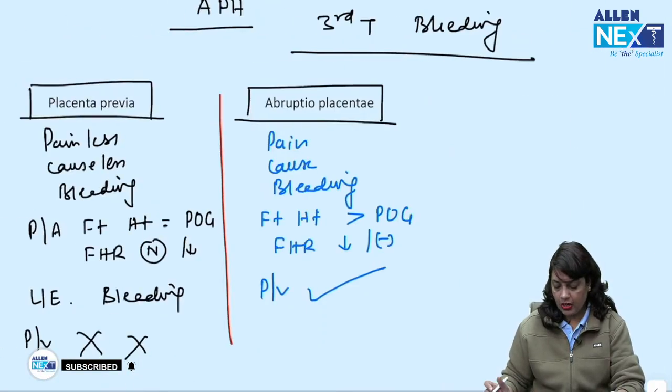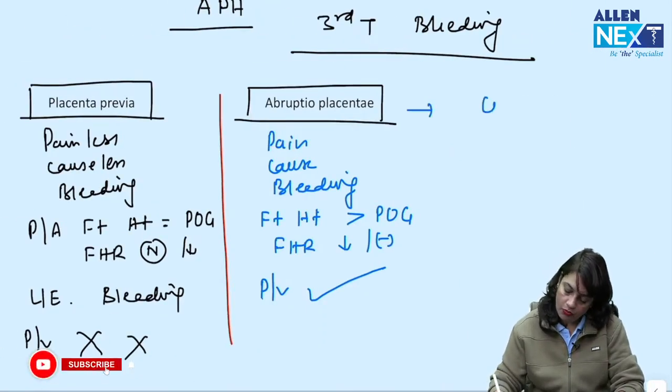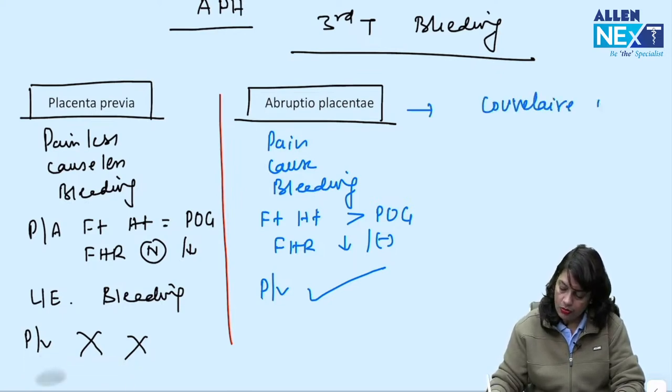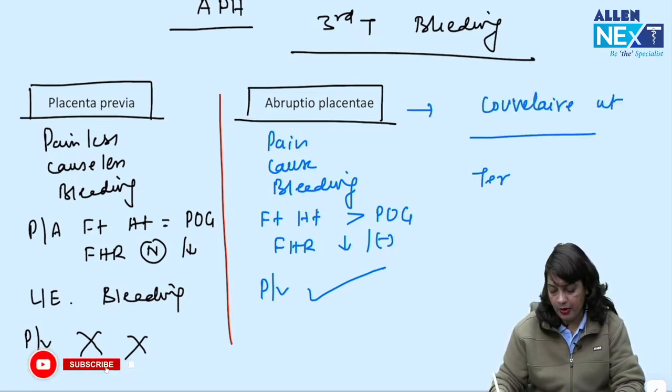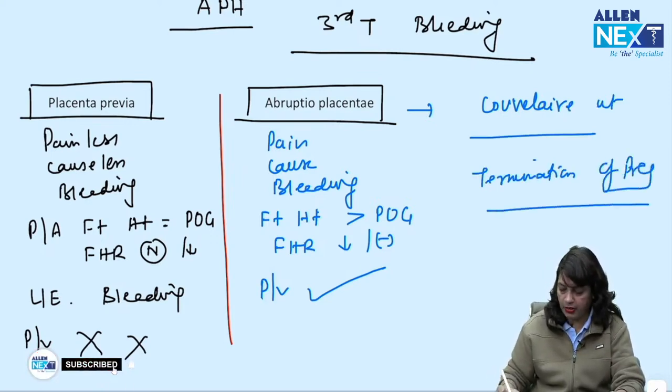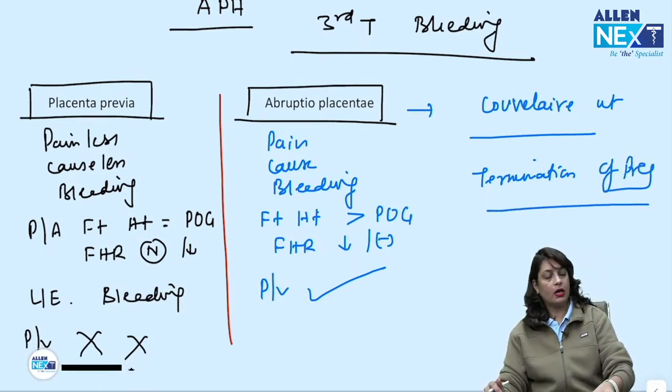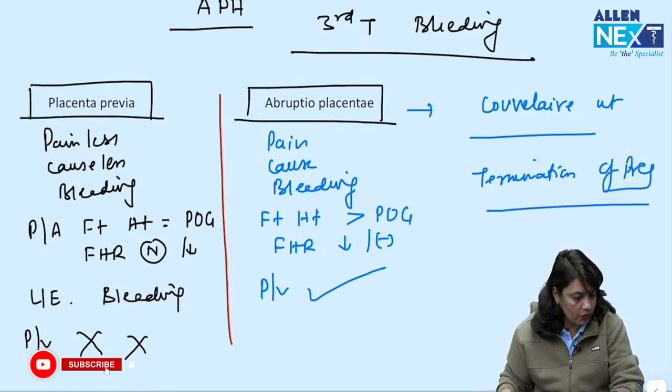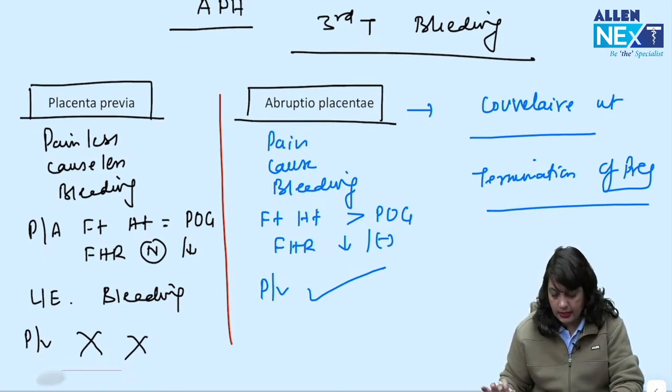So in cases of abruptio, you should know what is couvelaire uterus, and management of abruptio is termination of pregnancy. Usually conservative management does not work. Okay, conservative management does not work. We usually go for a lower segment cesarean section.